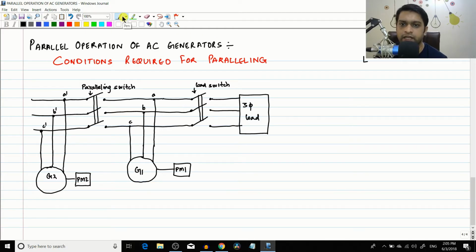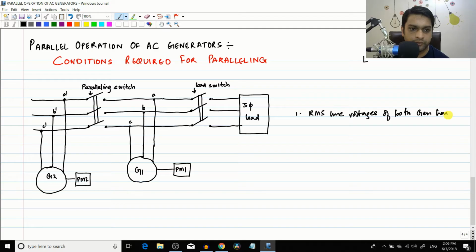There are basically four conditions required for paralleling. I will put them down here. The first condition is that the RMS line voltages of both generators have to be the same. In this case you have shown two generators, so let us take the two-generator case. We will go through why these are important in a minute.